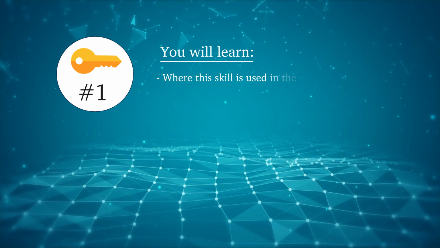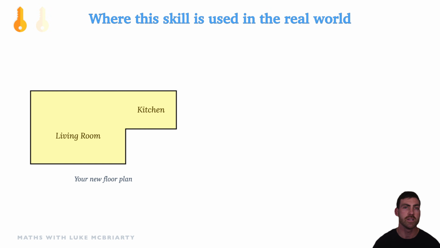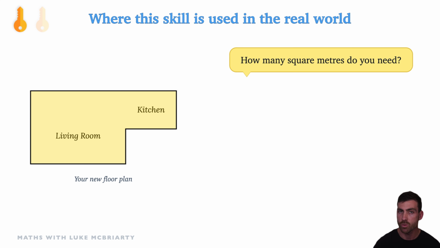In this section, you will learn where this skill is used in the real world. Imagine you just bought your dream house and now you need to order flooring. But here's the catch. This isn't one simple rectangle. You've got a living room and a kitchen sticking out. And the store asks you one simple question. How many square meters do you need?